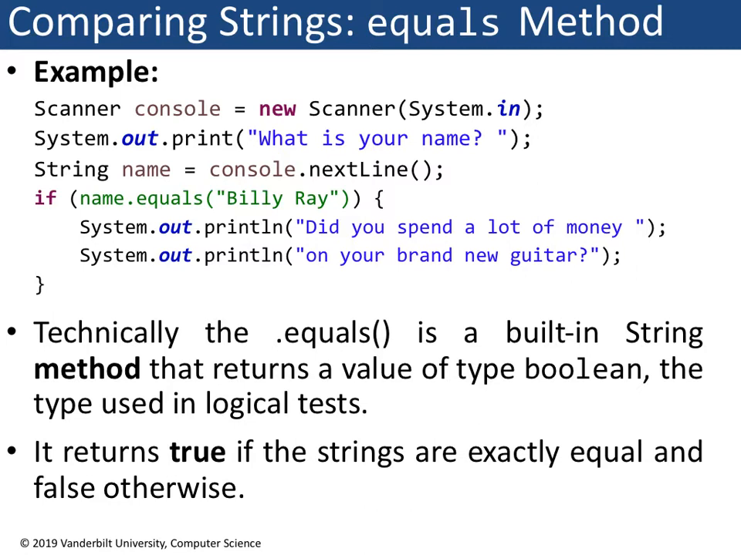This method will return a Boolean value. It'll return true if the content of our string object is precisely equal to whatever was passed to the equals method, and false otherwise. So if this returns true, then our Boolean expression will evaluate to true, and we will execute the statements in our curly braces following the if statement.